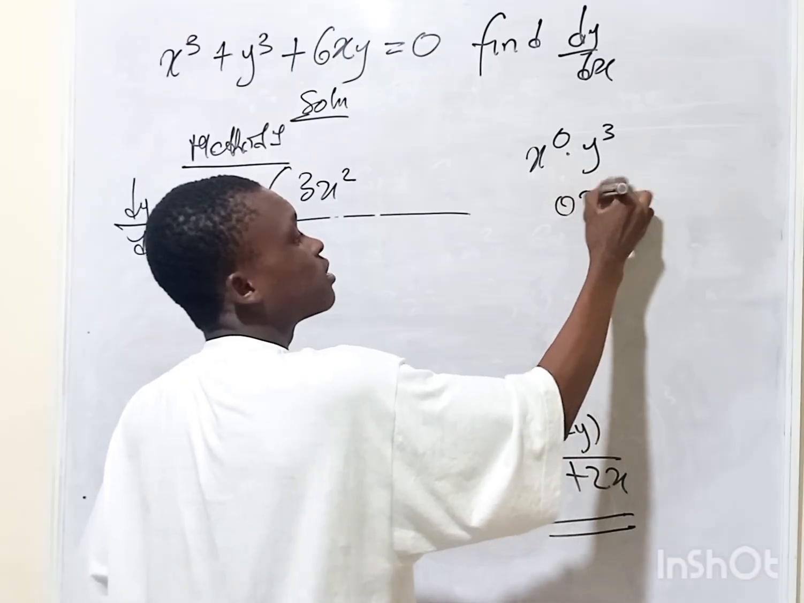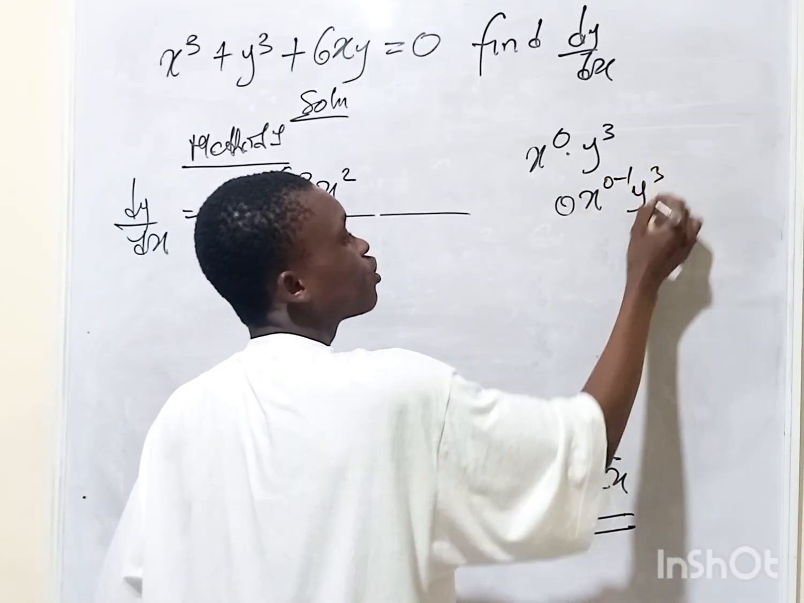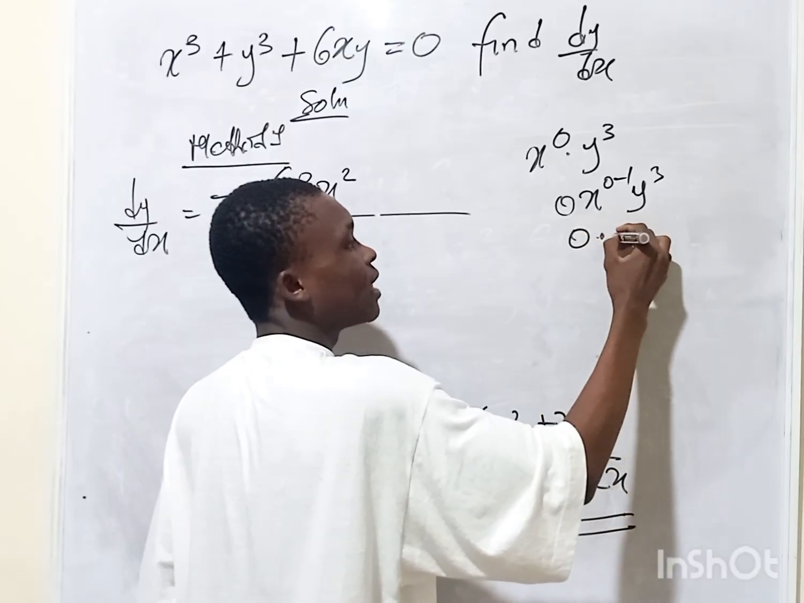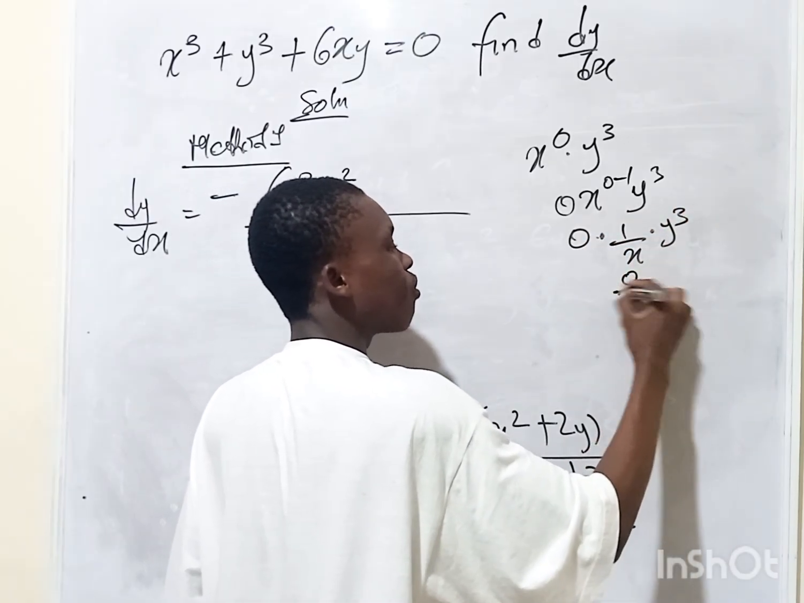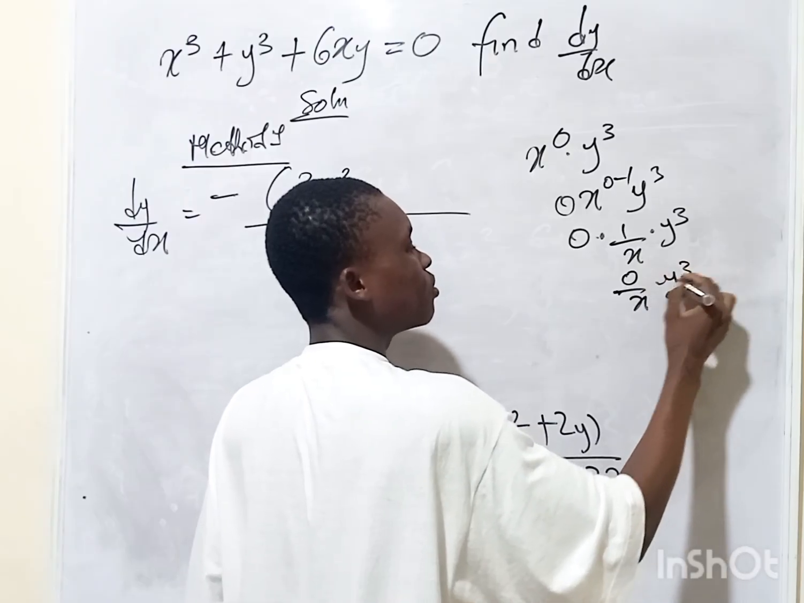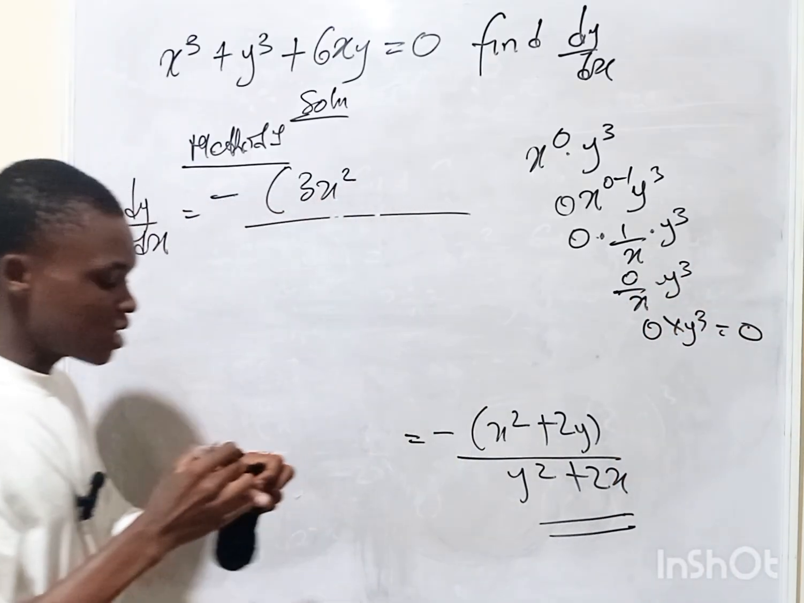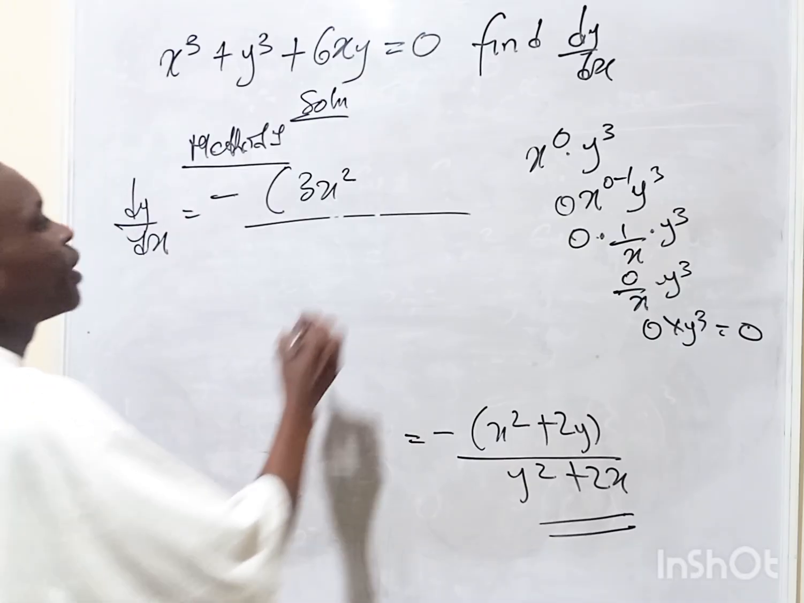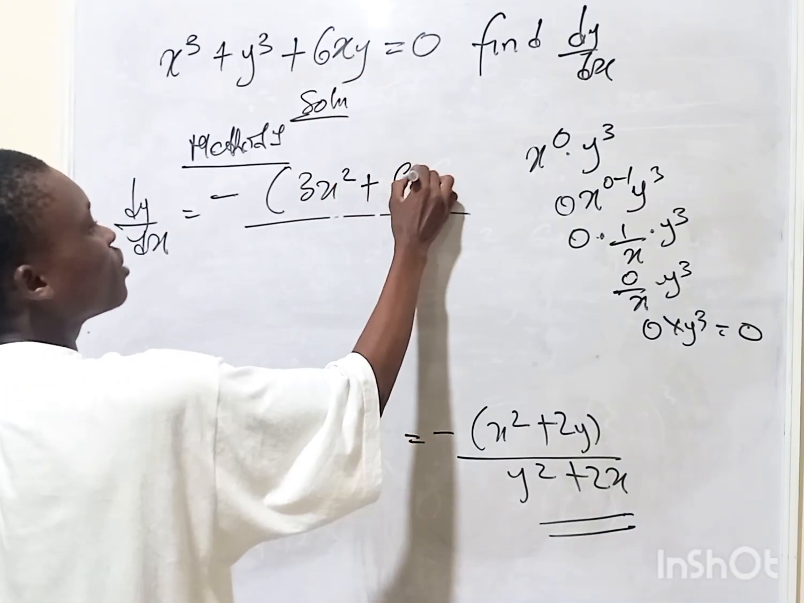So this is 0x, 0 minus 1. Right? We differentiate it. Then x cubed: this is 0 multiplied by 1 all over x times y cubed. So this is 0 over x multiplied by y cubed. So this divided by this gives us 0 times y cubed, which is 0. So all right, from here, what do we have? Here 0 plus, differentiate with respect to x, we have 6y.